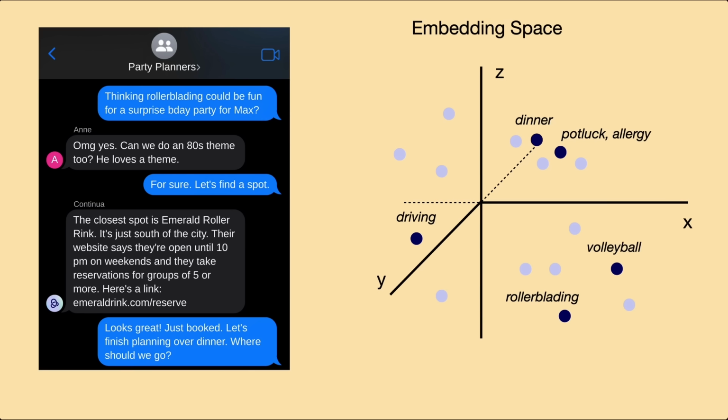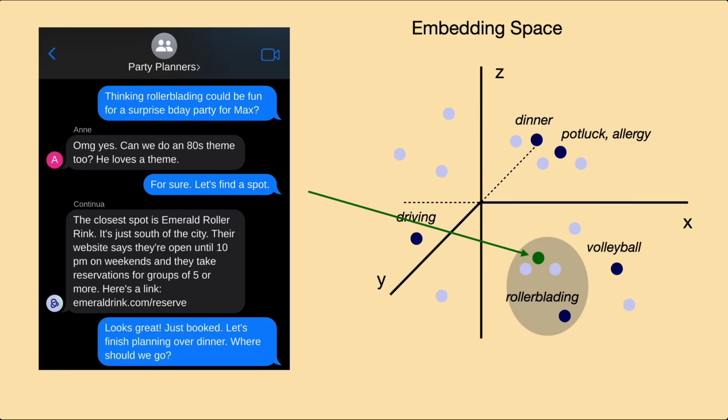The problem is that if we go ahead and embed this conversation as a whole, its embedding is going to be completely skewed towards the sports and rollerblading type embeddings, simply because the majority of the context is about that. So when we get the nearest neighbors, let's say k equals 3 here, none of them are going to be about dinner or potlucks or allergies, right?